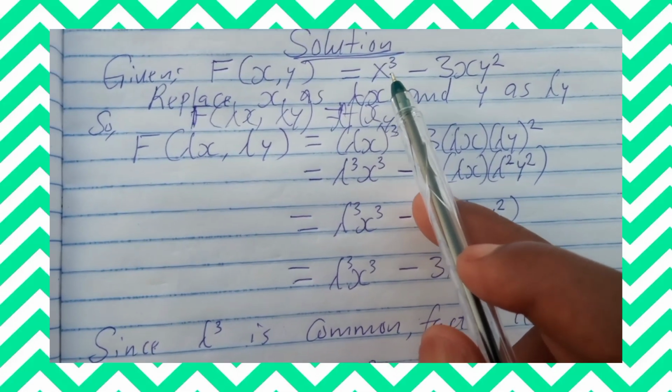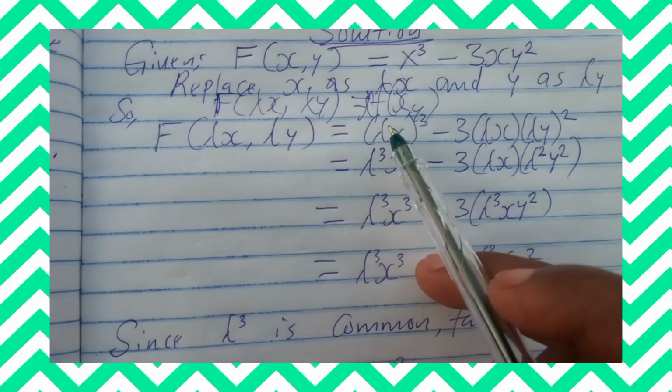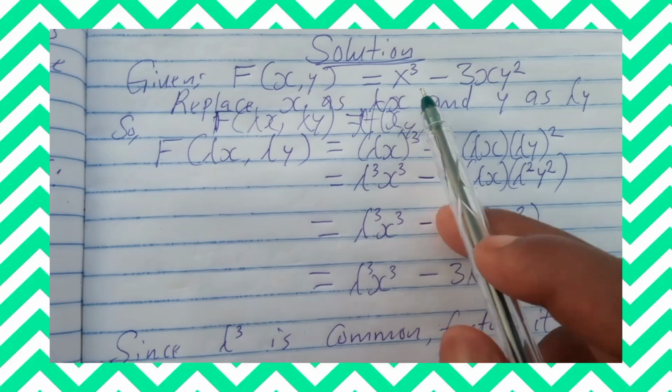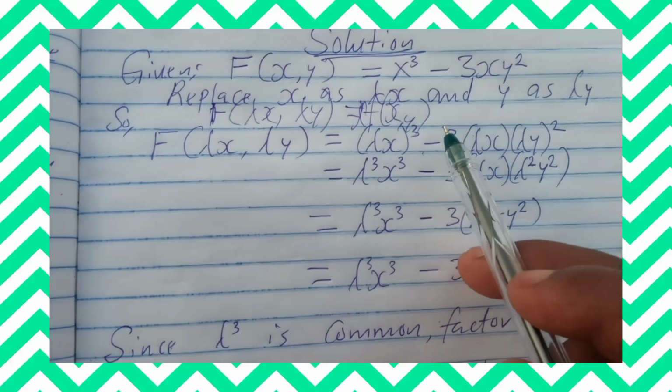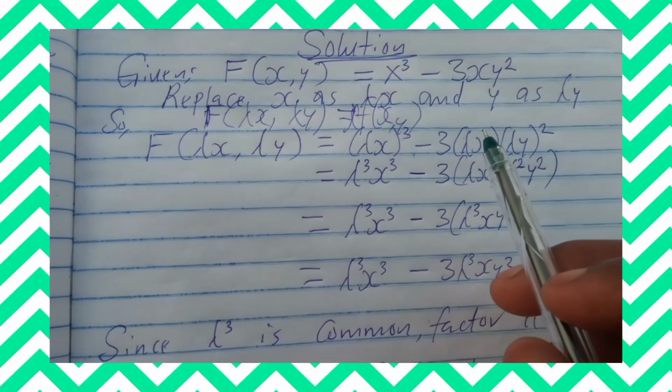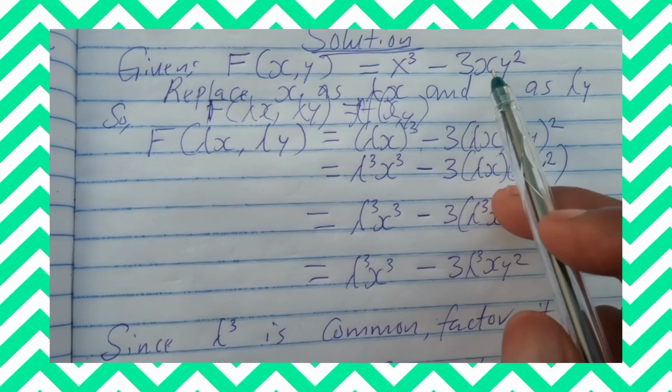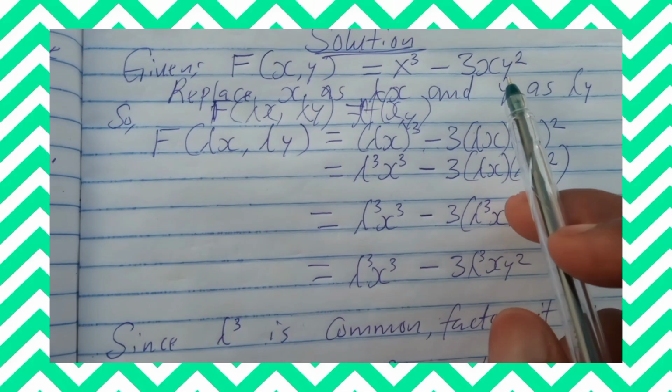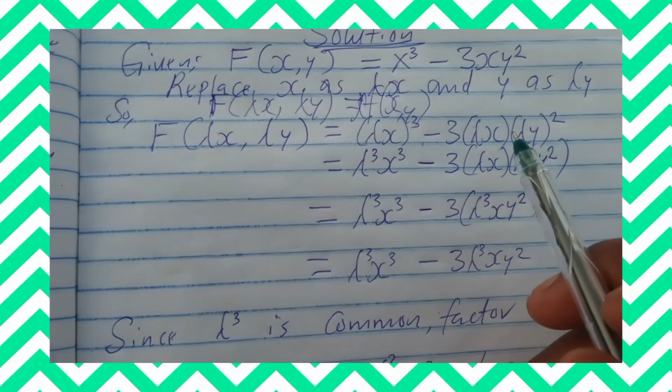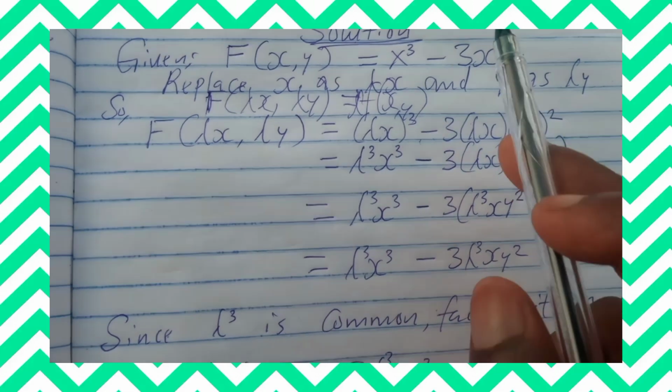So instead of x here, we put what? Lambda x raised to the power 3, minus 3 times, instead of x here we put lambda x, times this y squared. Instead of y we put what? Lambda y raised to the power 2, that is here.